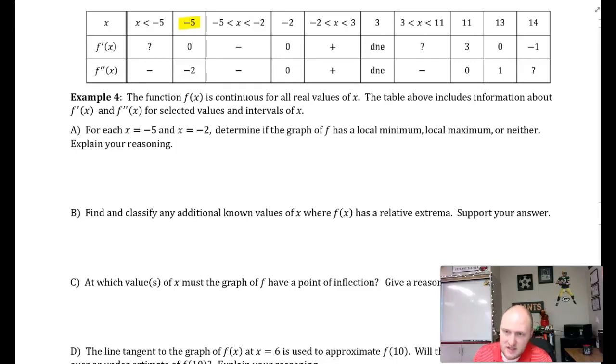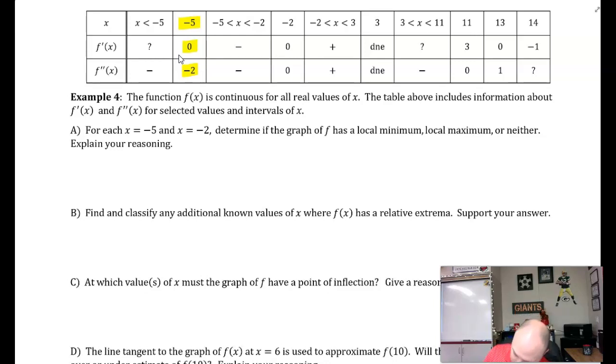Well, the first issue that I have to look at is at x equals -5. What is the derivative there? Well, it looks like f prime of -5 is 0. Okay, and then what is the concavity of it? It is negative. Okay, that means it is concave down, and that's going to be a maximum. I have a maximum there. Could I use the first derivative test? Well, I don't have any information about the first derivative left of -5, so I can't use that.